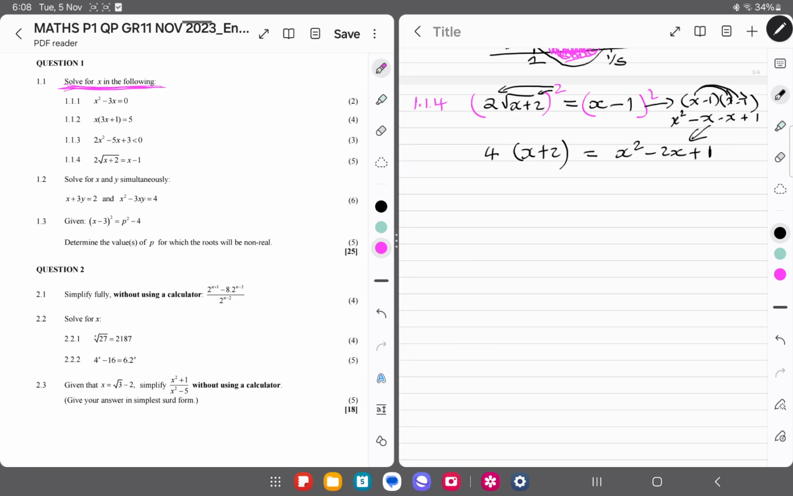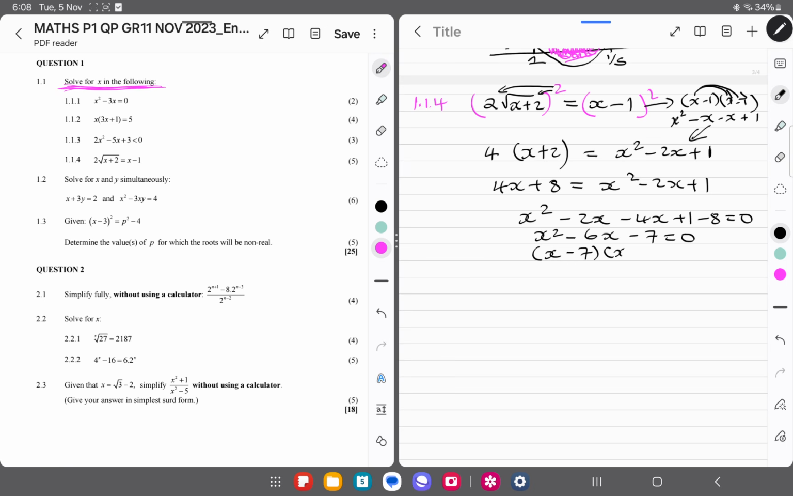So it's important that we don't always use our head. We try to see where we got those answers. So this is 4x plus 8 equals to x squared minus 2x plus 1. Then this is going to be x squared minus 2x minus 4x plus 1 minus 8 equals to 0. This is x squared minus 6x minus 7 equals to 0. So x minus 7, x plus 1 equals to 0.